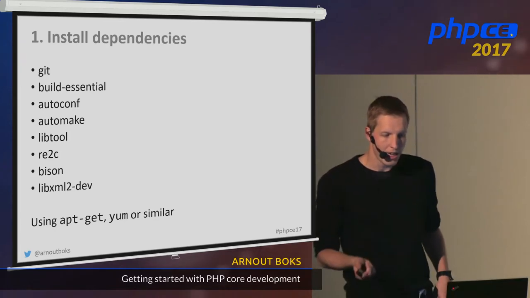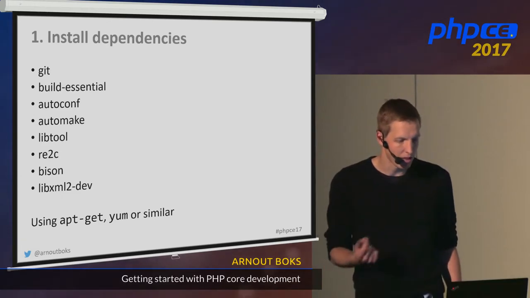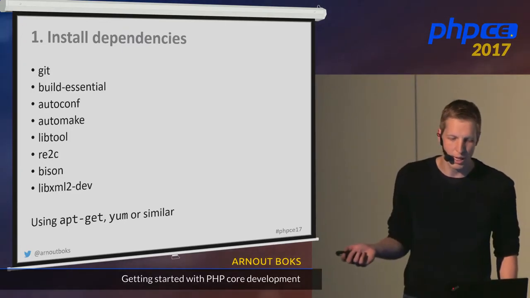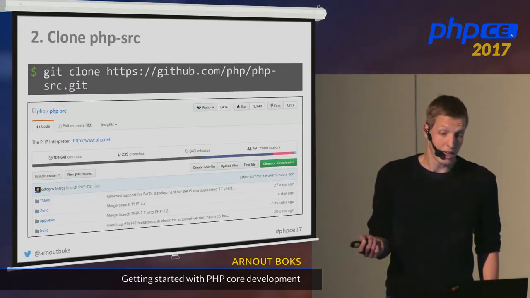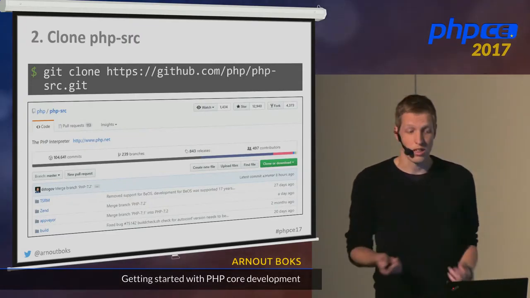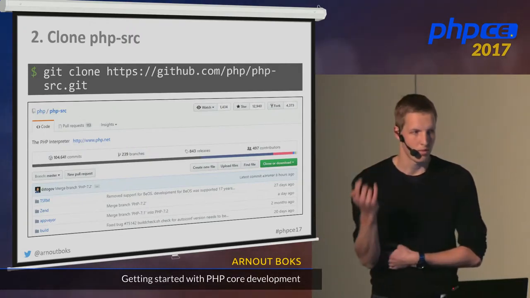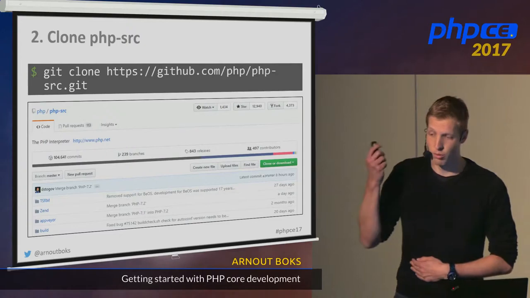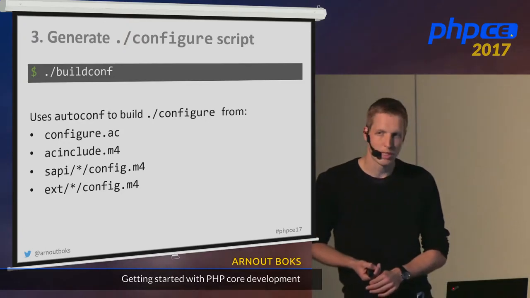So when compiling PHP from Git, you need to install some dependencies required for compilation and building of PHP. On Linux, you can usually do so using your package manager like apt-get or yum. Then you need to clone the PHP source, which is on GitHub nowadays. And if you are used to compiling software on Linux, you might be used to using a configure script and then doing make. PHP does not have a configure script. It has tools to build a configure script. So the next step you need to do is build a configure script using buildconf.